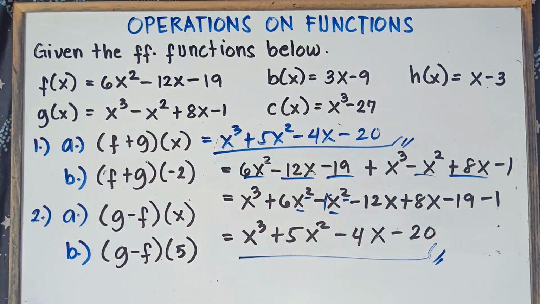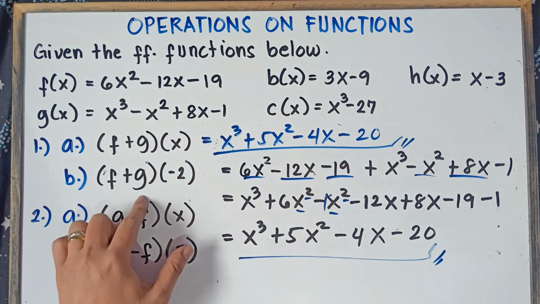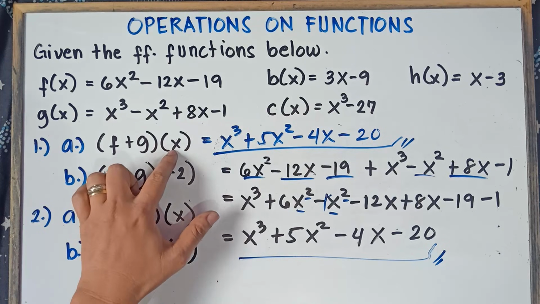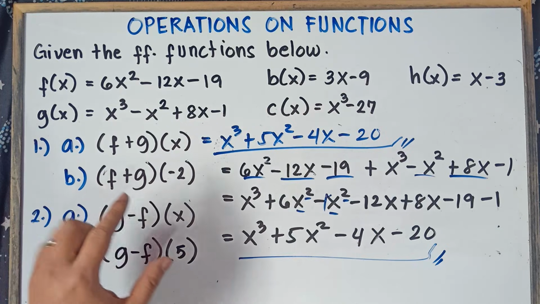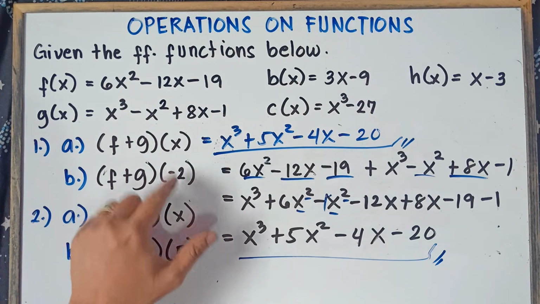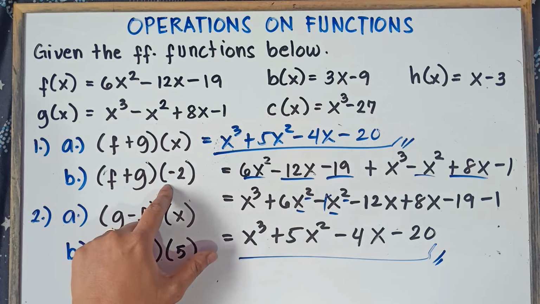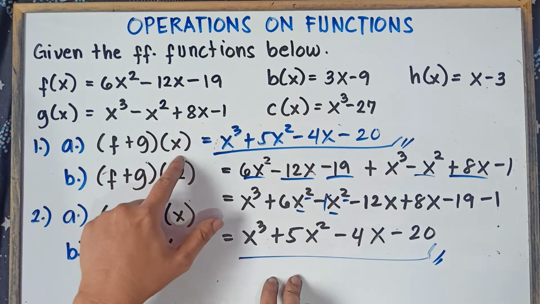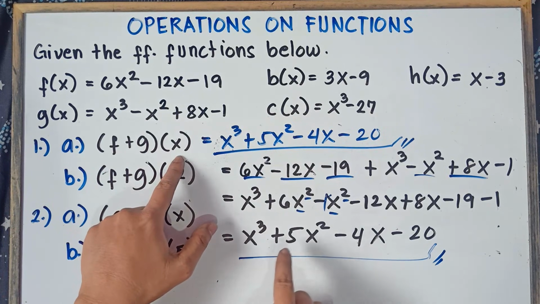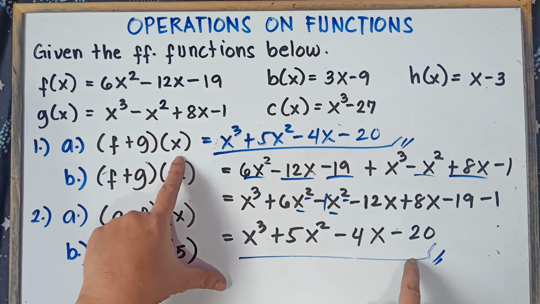Alright, and then for letter B, f plus g of negative 2. We already have the value of x, class. That would be negative 2. Once again, class, in this letter B, we simply substitute the value of x, that would be negative 2, from our answer, f plus g of x. The answer is x cubed plus 5x squared minus 4x minus 20, right?